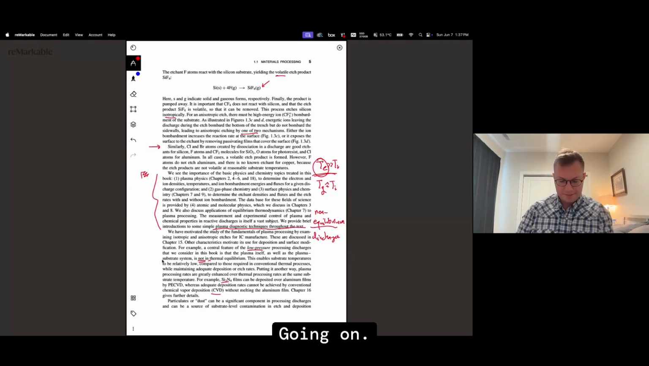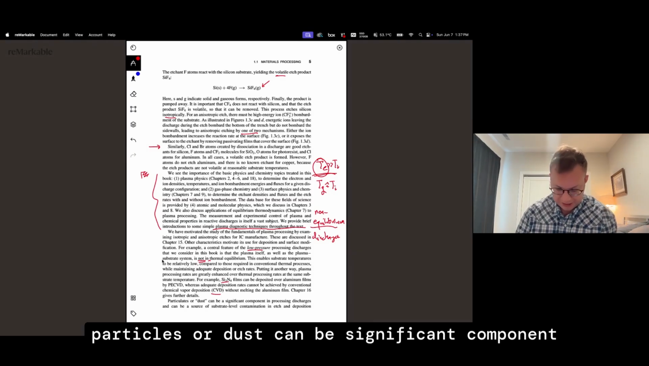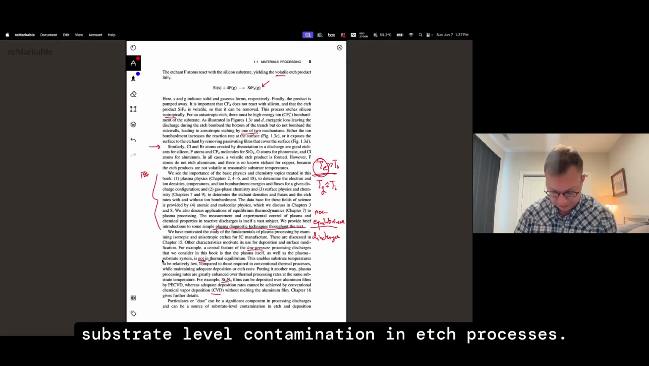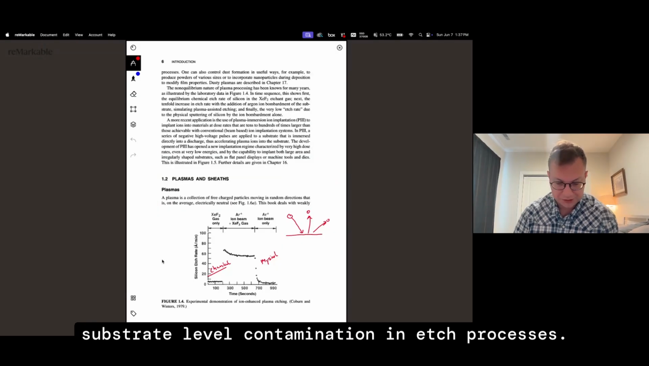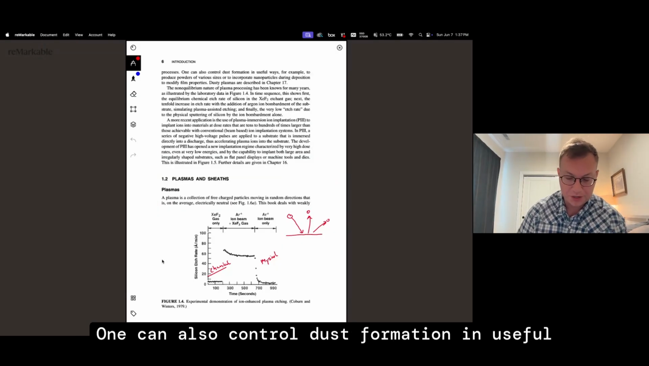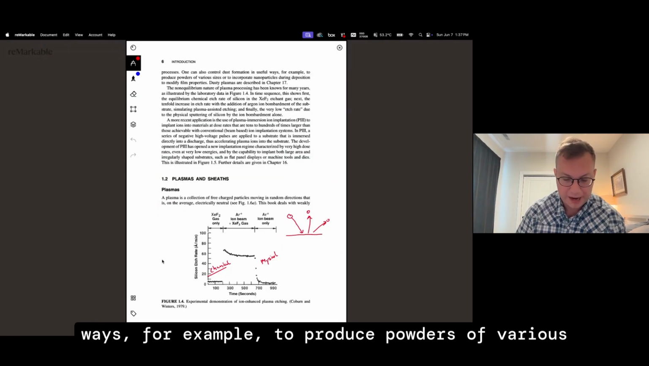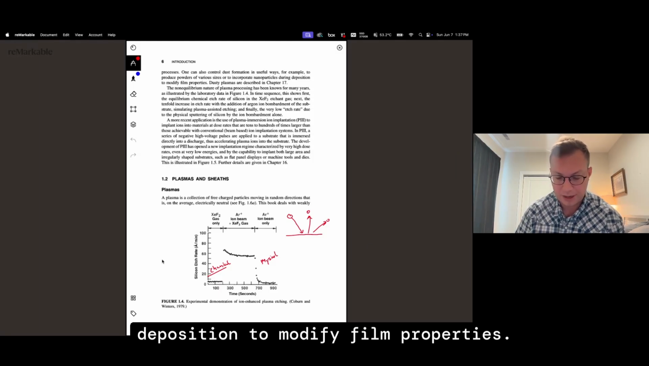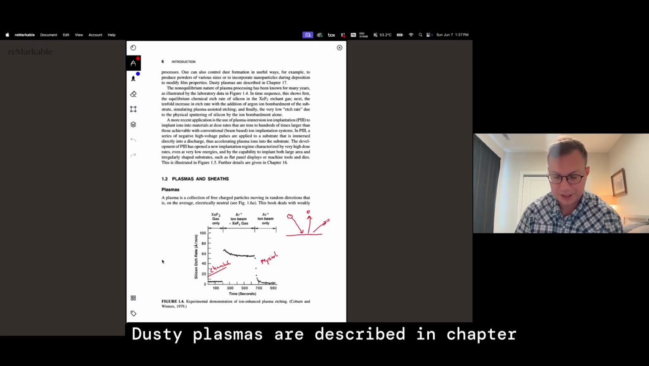Okay, going on. Particles or dust can be a significant component in processing discharges and can be a source of substrate-level contamination in etch processes. One can also control dust formation in useful ways, for example, to produce powders of various sizes, or to incorporate nanoparticles during deposition to modify film properties. Dusty plasmas are described in Chapter 17.